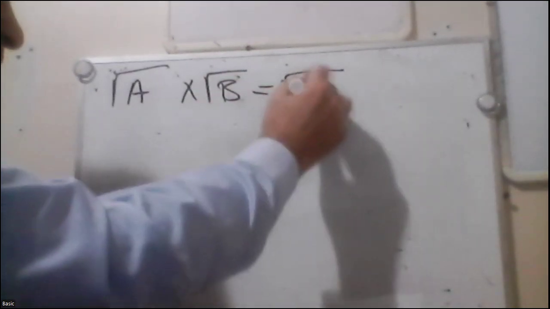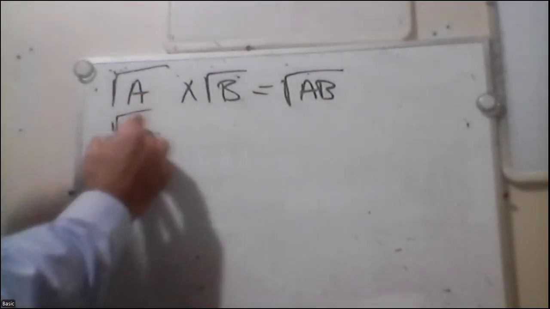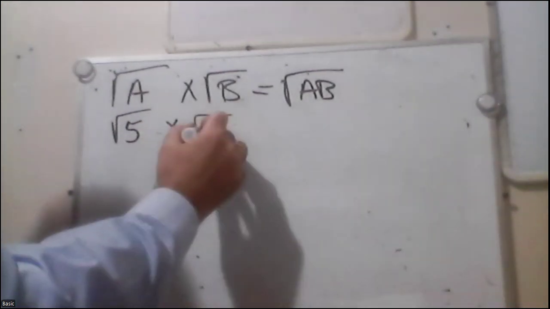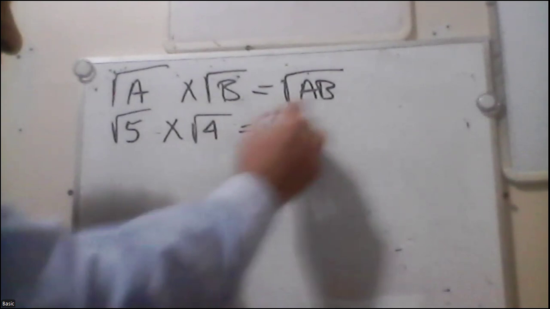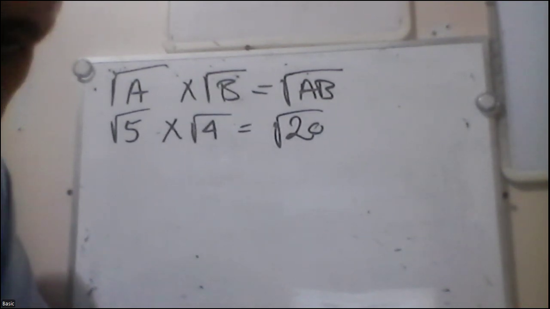The first thing is root of A multiplied by the root of B. That will give me the root of AB. So as an example, the root of 5 multiplied by the root of 4 will give me the root of 20. This is the first point we want to talk about. Okay, the second point we want to talk about is the root of any amount.